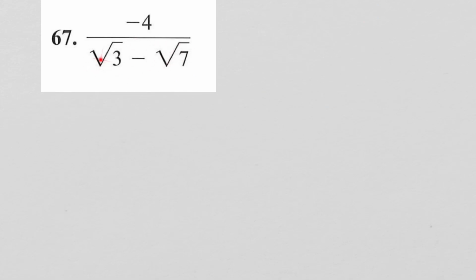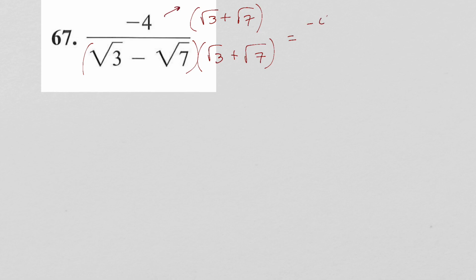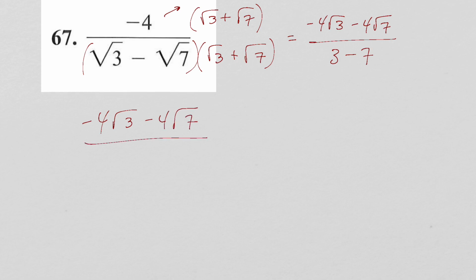Okay, we have a binomial in the denominator with radicals, so I'm going to multiply by the conjugate pair to get rid of it. So I do that in the numerator as well. In the numerator, I'll distribute the -4 and get -4 root 3 minus 4 root 7. In the denominator, we get the square of the first item, which is 3, minus the square of the second item, which is 7. So we have -4 root 3 minus 4 root 7 over -4.